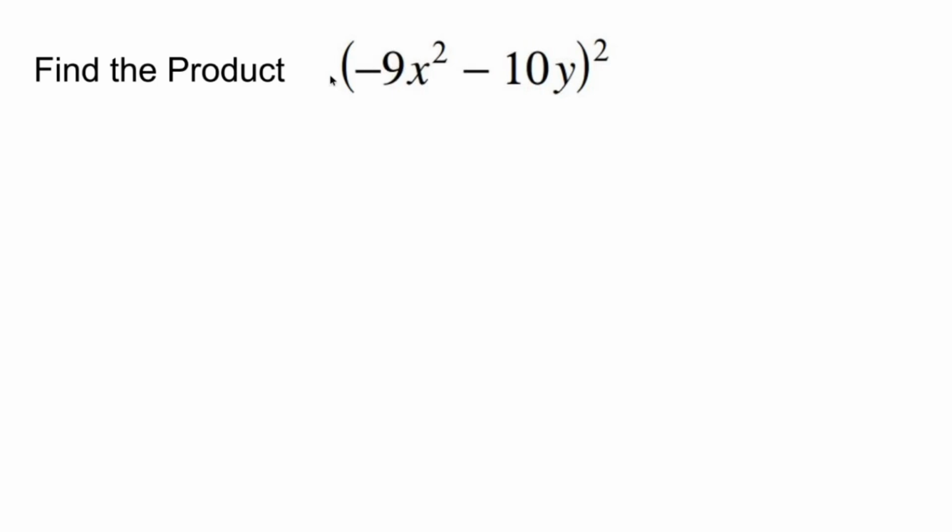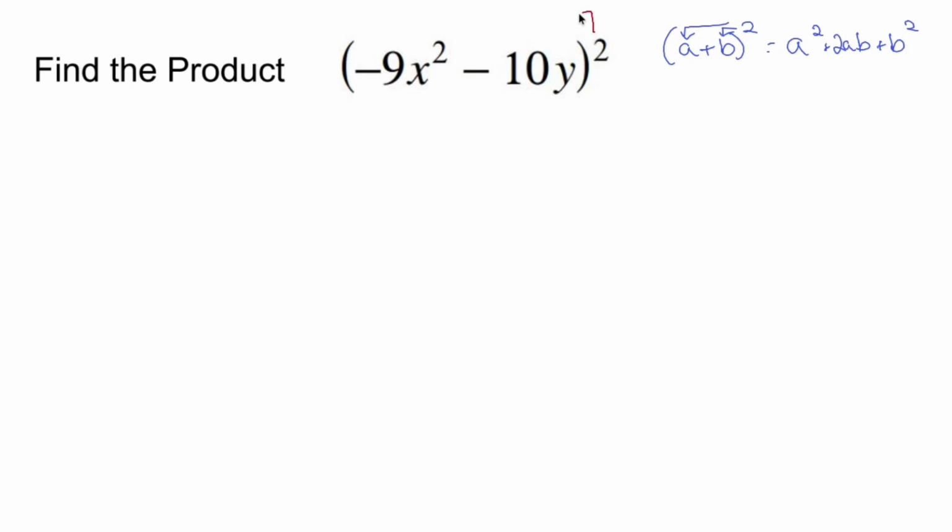Find the product of (negative 9x squared minus 10y), all of which inside of parentheses squared. Now we are going to use the idea of perfect square trinomials. What a perfect square trinomial says is if I give you something plus or minus something inside of parentheses and then you square the parentheses, you square the first term and write it out first. You square the second term, write it out last, and the middle term is going to be 2 times the first term times the second term. All right, so let's apply that here.